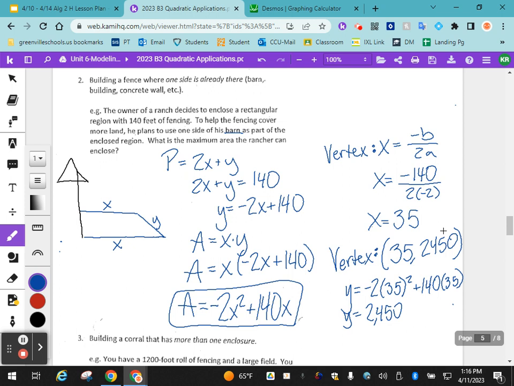What equation do you plug it into? 140 minus 2 times 35. You're plugging into this equation. Oh. 140 times 35 minus 2 times 35 squared.